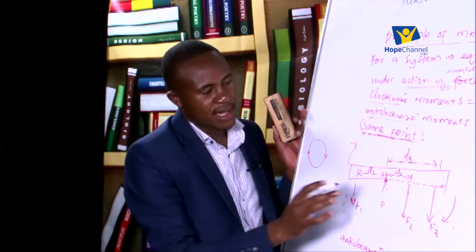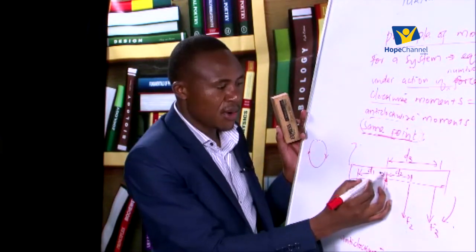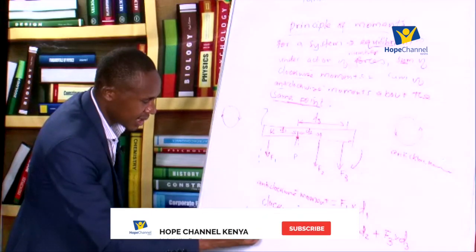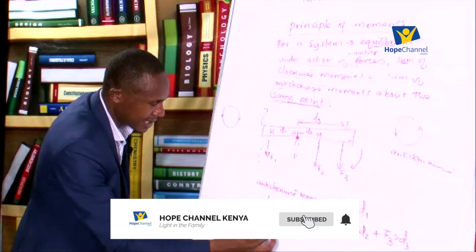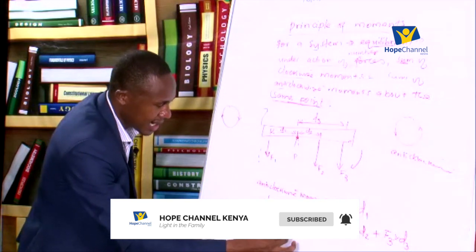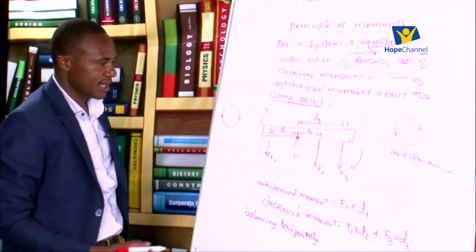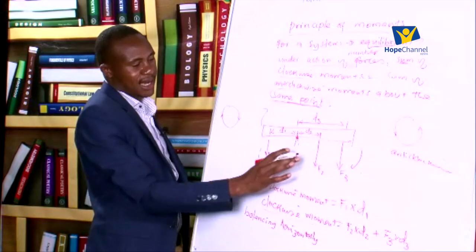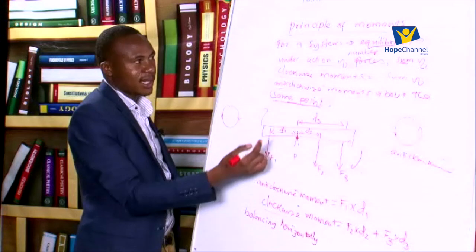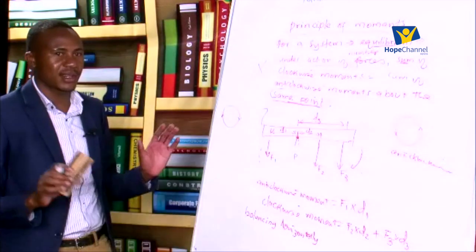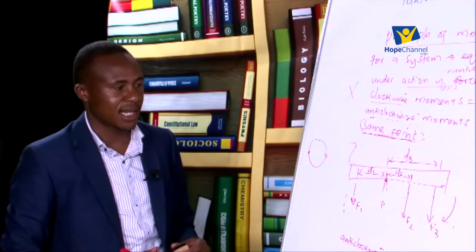Equilibrium here means this system is horizontal. It is balancing horizontally. It is not rotating. It is in a state of balance. It is not rotating either clockwise or anti-clockwise. If the system is rotating, say anti-clockwise or clockwise, then the principle does not hold. So the principle only holds if the system is in equilibrium.